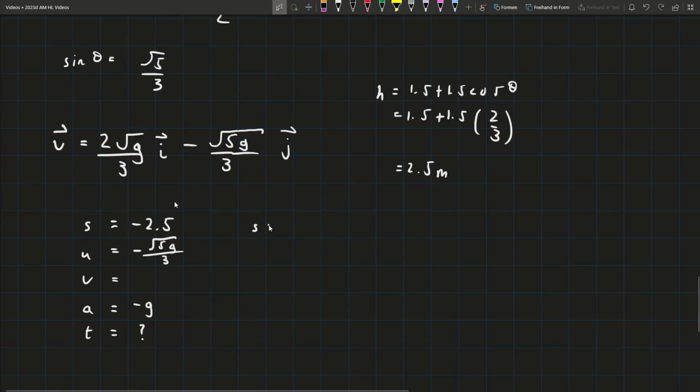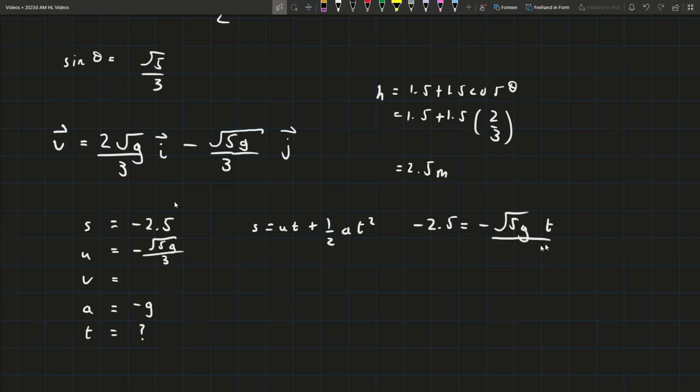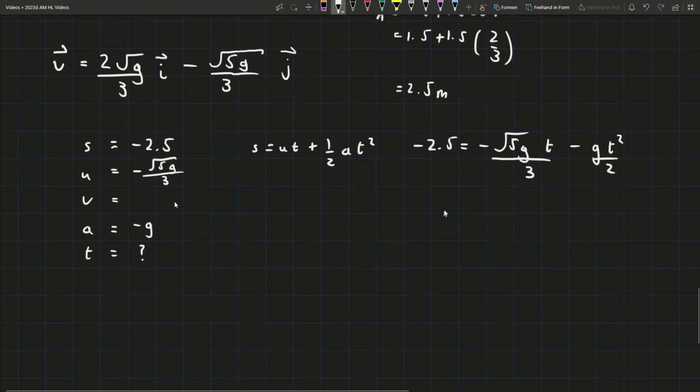S equals ut plus a half at squared is the one we can use. So minus 2.5 equals minus root 5g t over 3 minus gt squared divided by 2. We can multiply across by 6 just to simplify a bit. We can also multiply across by a minus, or cancel them all out, whatever way we want to think about it. So 2.5 times 6 is 15, which is equal to 2t times root 5g, plus, and then times that by 6, you get 3gt squared.